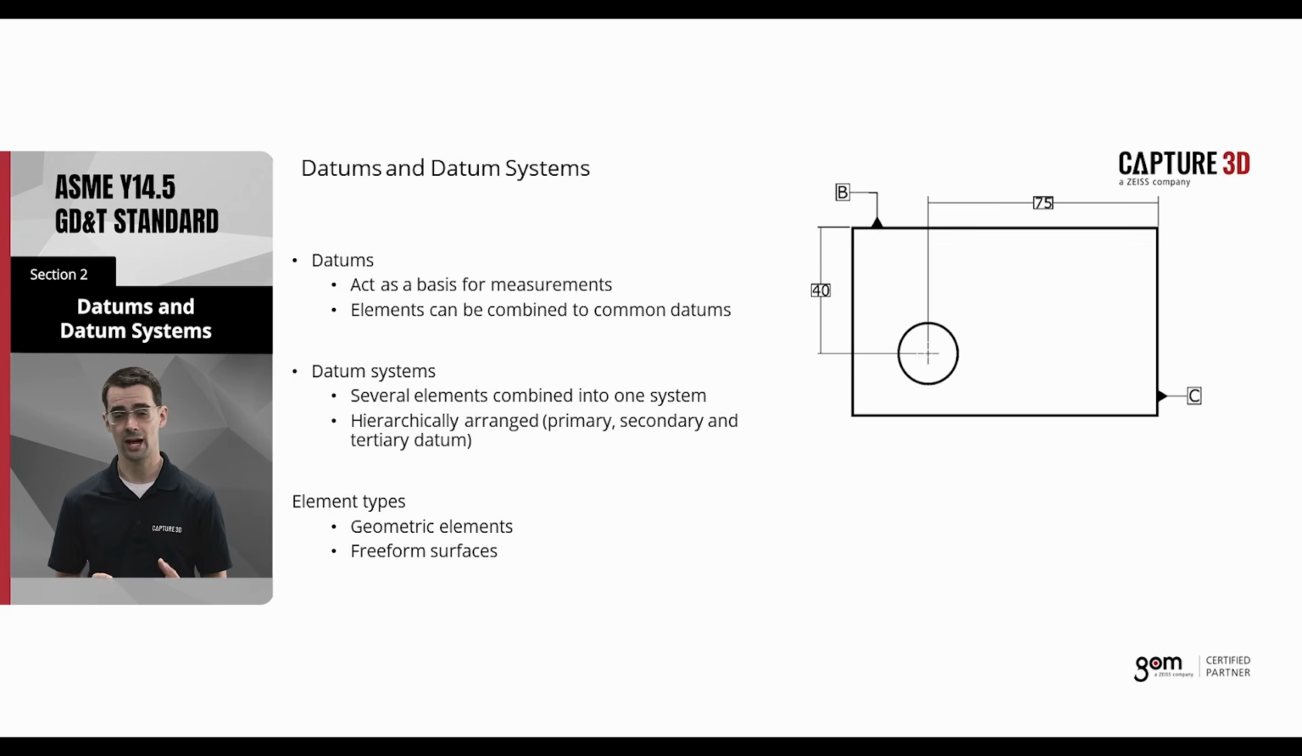Datum systems are arranged in a hierarchy, meaning that the order is important. Your primary datum will constrain all of the degrees of freedom that it can. The secondary datum will constrain as many remaining degrees of freedom as it can, and your tertiary datum will fully constrain your part. Any geometric element can be made into a datum. However, if you're going to use a freeform surface as a GD&T datum, I strongly recommend you make it the last element or your tertiary datum. Freeform surfaces can constrain all 6 degrees of freedom by themselves, meaning that it would be the only datum that would be necessary. We'll pop over to the software now and I'll show you some datums.